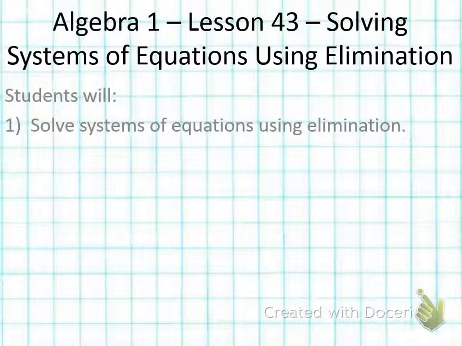And we're going to be solving systems of equations using elimination. Eliminate, what does eliminate mean? Can someone give me? To get rid of, right?